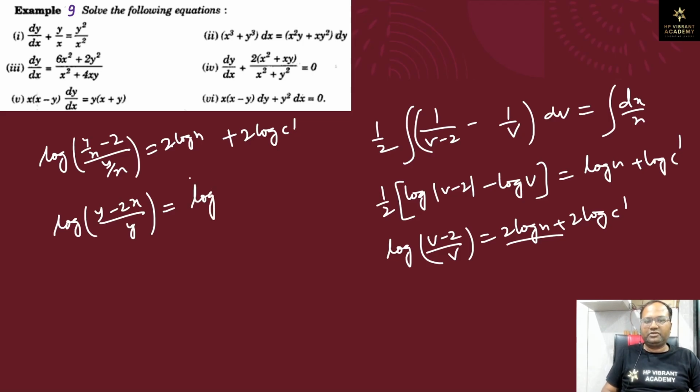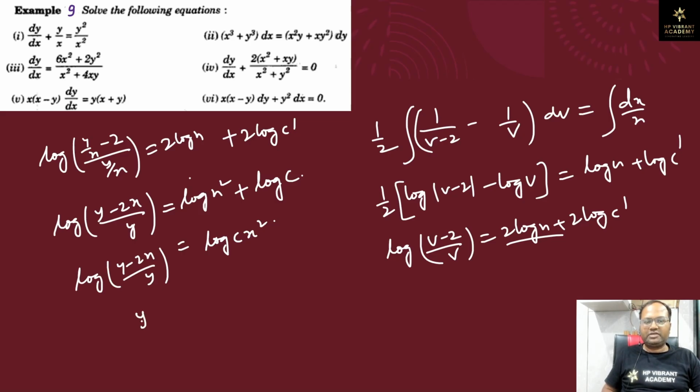log 2 log x plus, let us write down this as log of x square plus 2 log c dash. We can write it as a new constant log c. This will become log of cx square, and this is log of y minus 2x upon y. So from here we get y minus 2x upon y is equal to cx square. From here we get y minus 2x is equal to cx square y. This is the general solution.